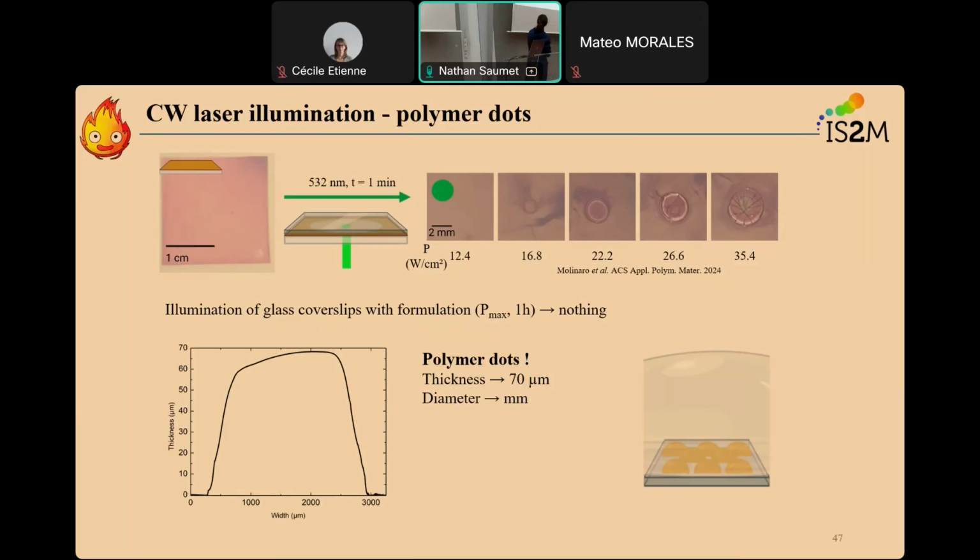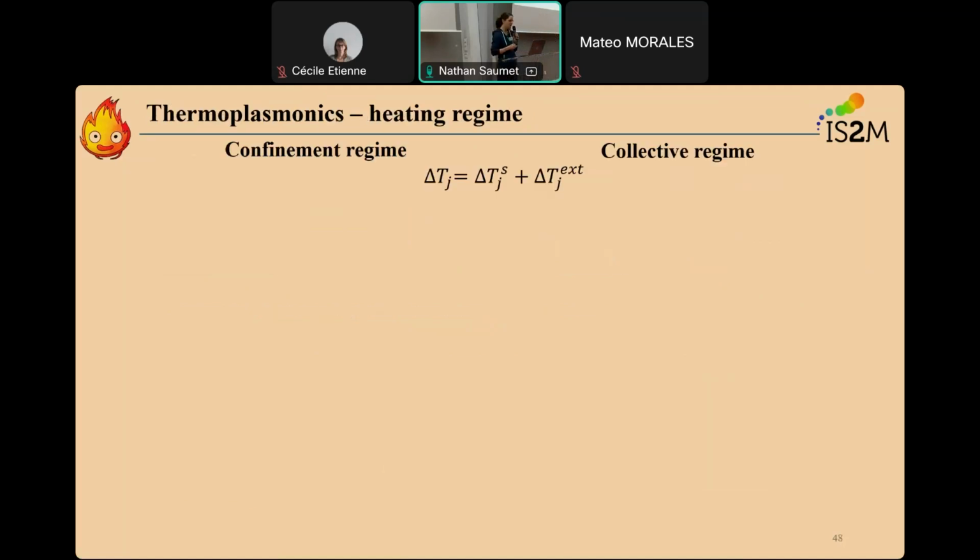And we observed really huge, let's say, polymer dots, because they are like 70 microns in thickness and several millimeters in diameter. This can be surprising due to the fact that we have nanoparticles that are generating the heat. But when we look at the theory, it's normal. So to create temperature on a sample through thermoplasmonics, we have two behaviors, which are adding, a sum of two behaviors: a confinement regime and a collective regime.